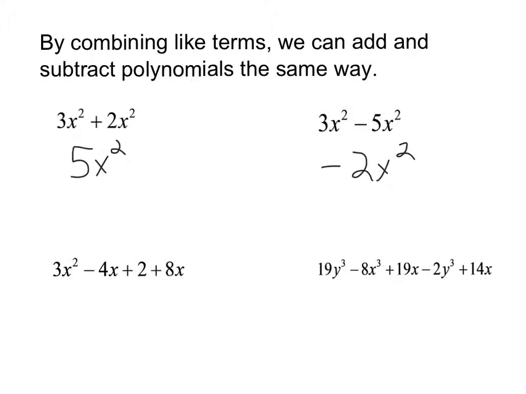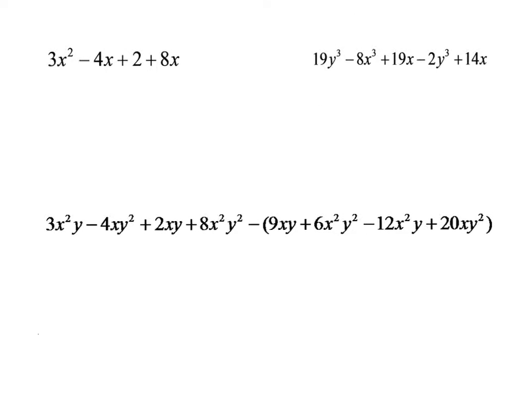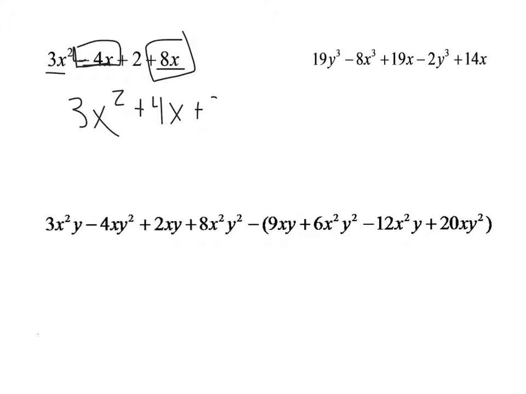Okay, so let's try a couple that are a little harder. Down here I have 3x squared minus 4x plus 2 plus 8x. Again, I'm looking for like terms. They all have x's, but the only ones that are like terms are my negative 4x and my 8x. 3x squared is not a like term because the exponent is different. The exponents must be the same in order to combine them. So I'd have 3x squared plus 4x plus 2.